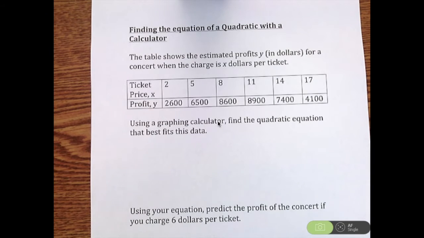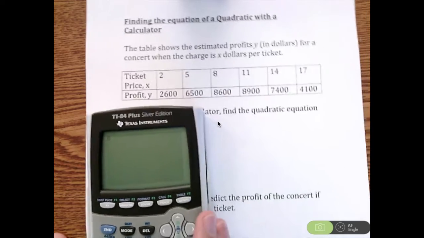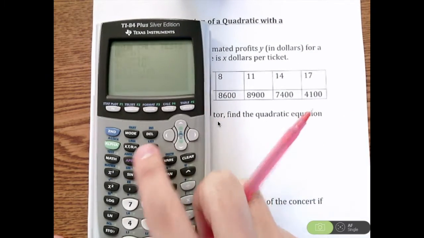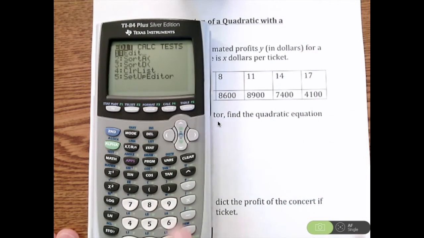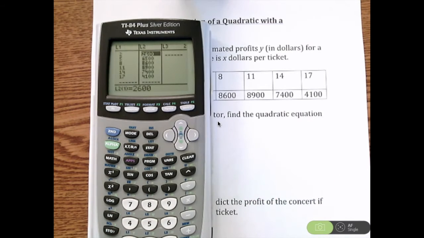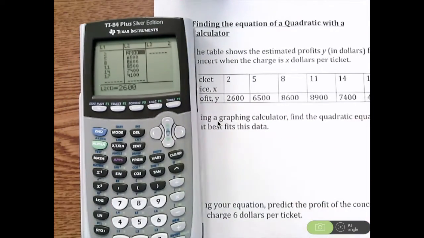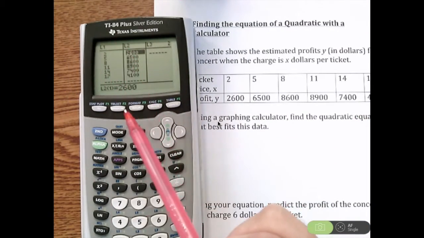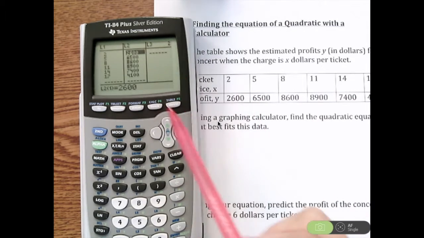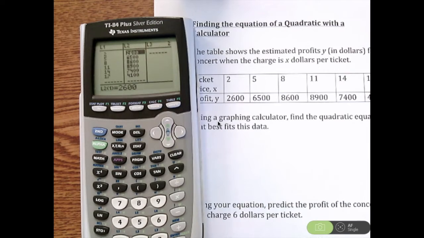So how we're going to do this is you do need your graphing calculator. First thing you're going to do is go to Stat, and the Stat button's right here. Then we're going to go to Edit, which is the first option. Then you want to plug in all of your X values into list 1 and all your Y values into list 2. So all my X's are in list 1, Y's are in list 2.